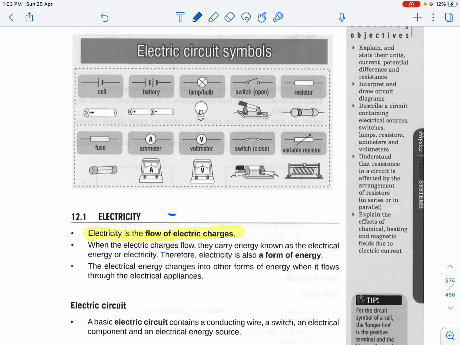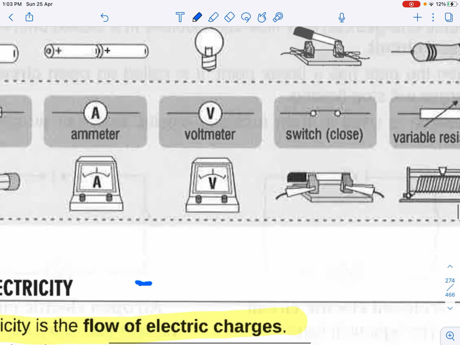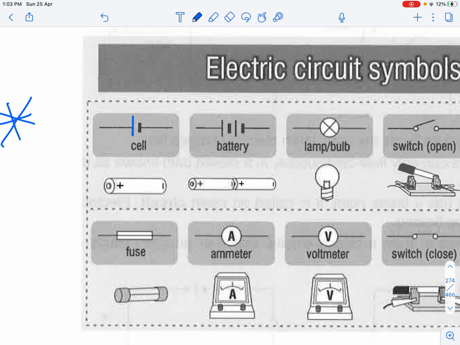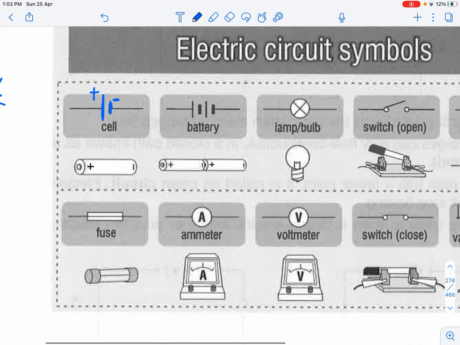Okay, and it is important that you know how to draw electrical symbols. So one way is we look at the battery. The battery has a long line and a short line. The long line represents the positive terminal of the battery, while the short line represents the negative end of the battery. Another thing to take note of is when you have multiple batteries coming together, it will look like this.